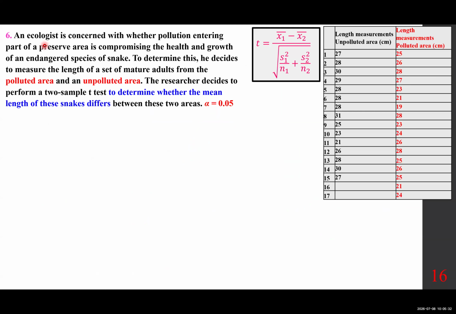All right, an ecologist is concerned with whether pollution entering part of a preserved area is compromising the health and growth of an endangered species of snake. To determine this, he decides to measure the length of a set of mature adults from the polluted area and an unpolluted area. The researcher decides to perform a two-sample t-test to determine whether the mean length of the snake differs between these two areas with alpha of 0.05.